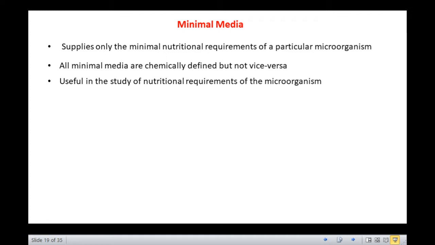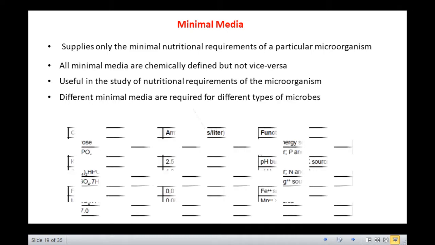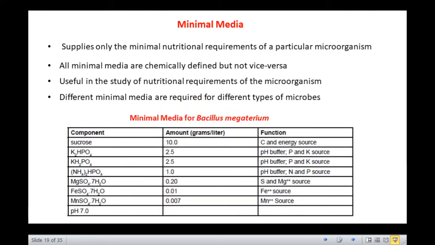Since minimal media are formulated keeping the nutritional requirement of one study microorganism in mind, different minimal media are required for different types of microbes. Here is the composition of a minimal medium for Bacillus megaterium.